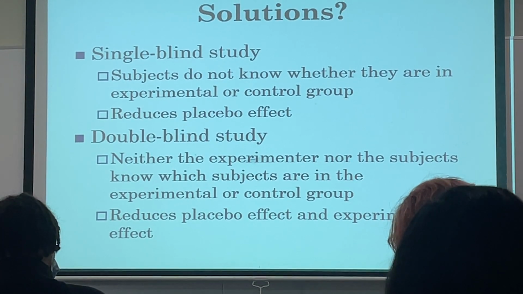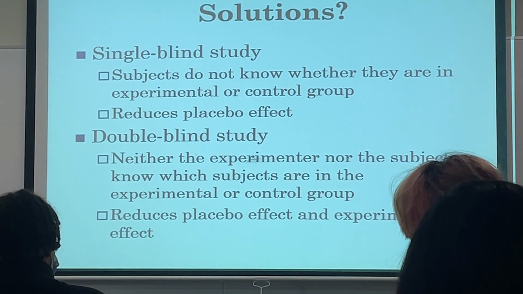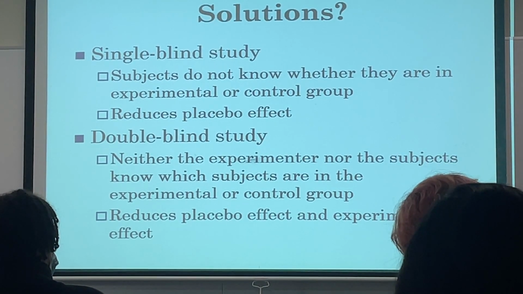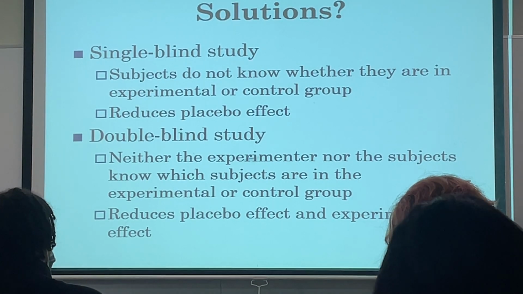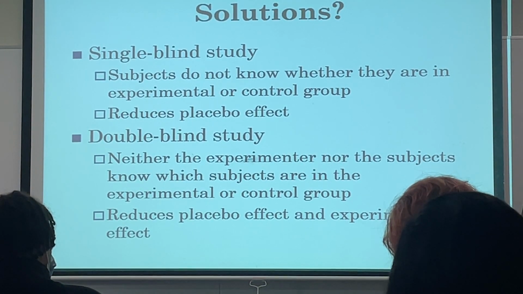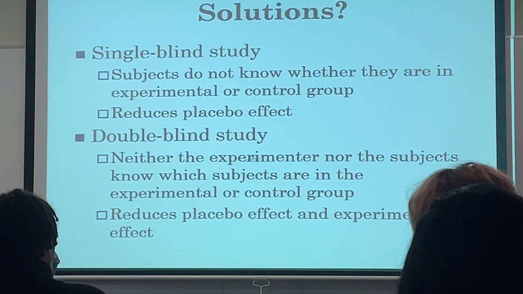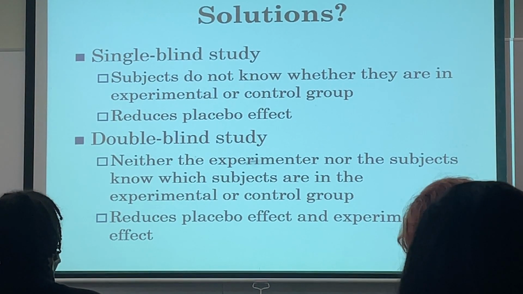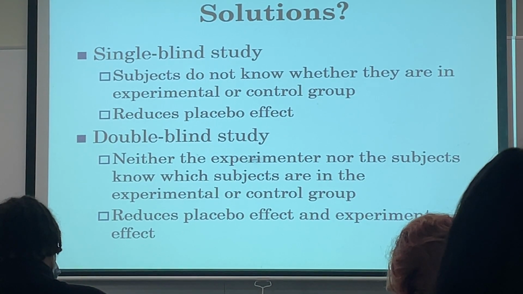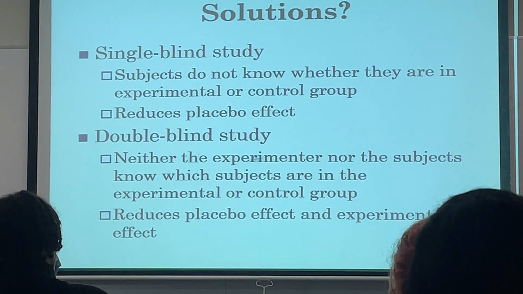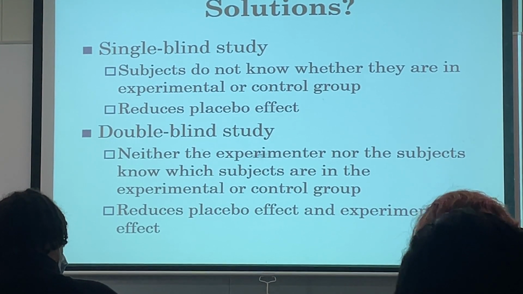So in a double-blind study, neither the experimenter nor the participants know who's in what group. This reduces both effects. Okay? Ideally, studies are double-blinded. However, it's not always possible to do this. So, what are some other solutions?